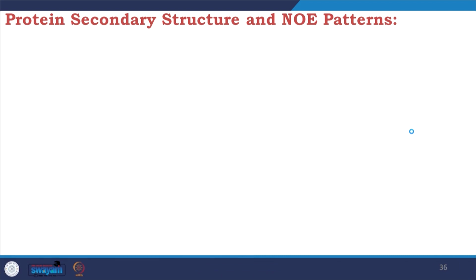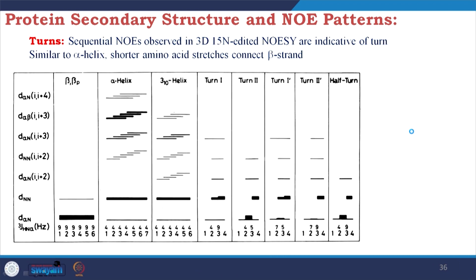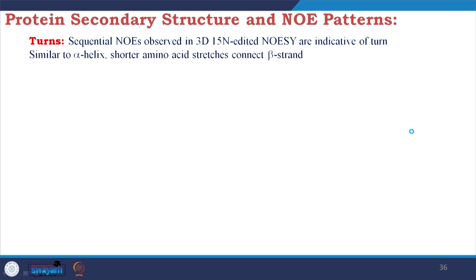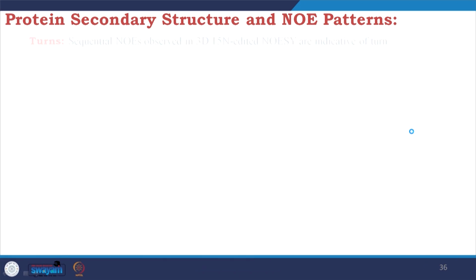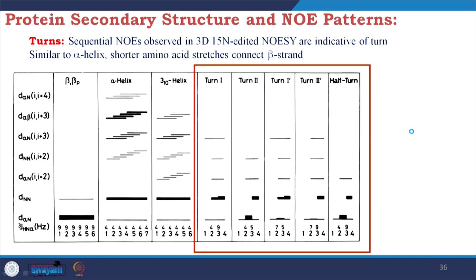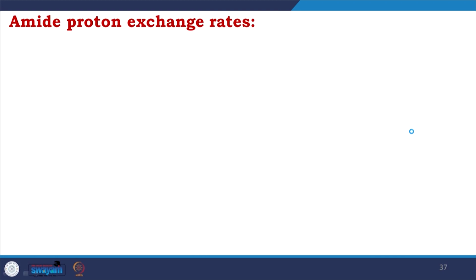To separate them, you have to go to the trends, where you see that turn 1, turn 2, turn 1 prime, turn 2 prime and half turn all have their characteristic patterns. So, when you get the value in the table, you know that it is a type 1 turn or type 2 turn, but looking at the pattern you could ensure what type of turn it actually is.